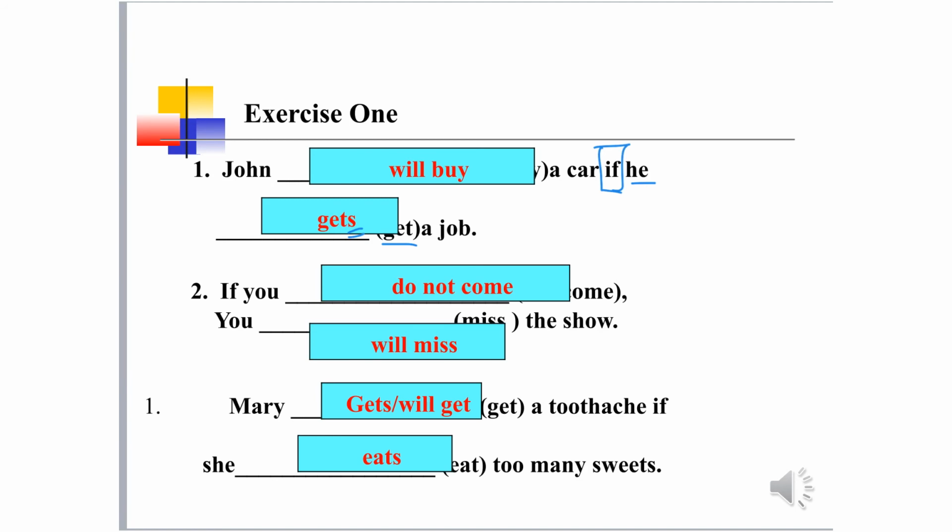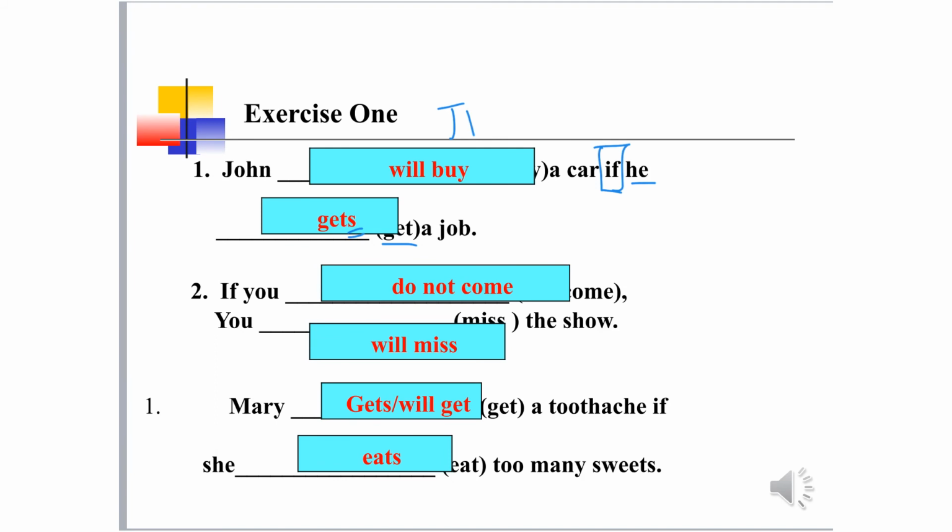Same for me. If I get a job, I may buy a car or I may not buy a car. Okay, it depends on how far away I live from my work. So it's only possible. So we use type 1. Okay, so T1 for type 1.